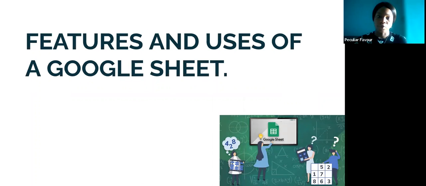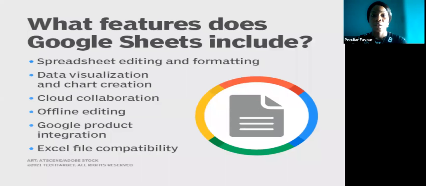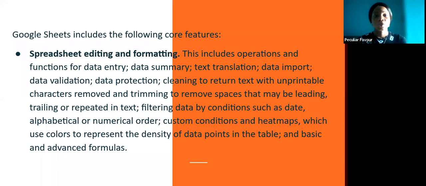Features and uses of a Google Sheet. The main features you see on a Google Sheet are spreadsheet editing and formatting, data visualization and chart creation, cloud collaboration, offline editing, Google product integration, Excel file compatibility. So we'll be talking about the first one, which is the spreadsheet editing and formatting.